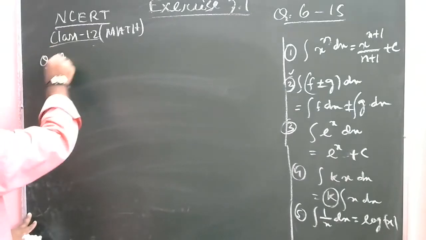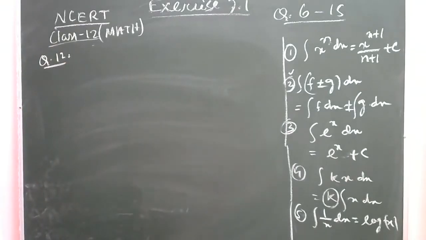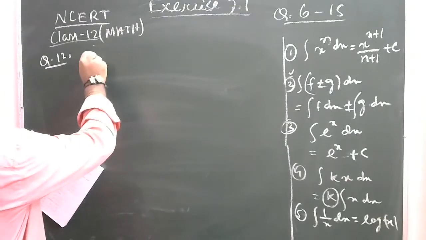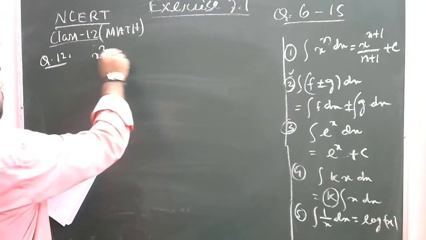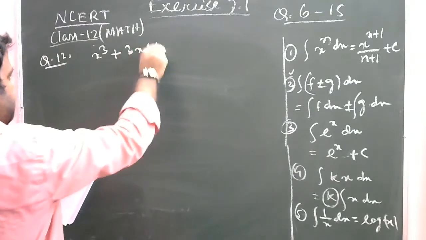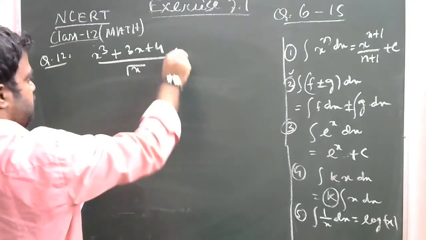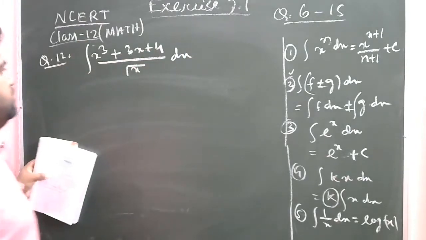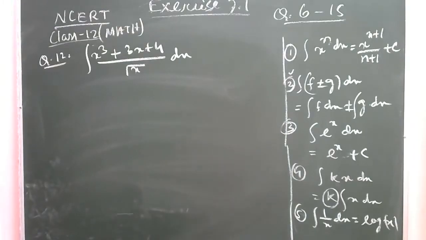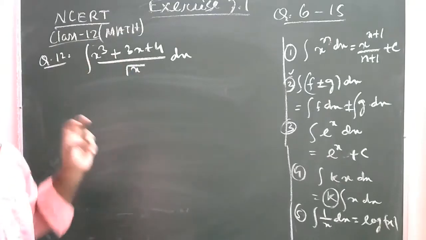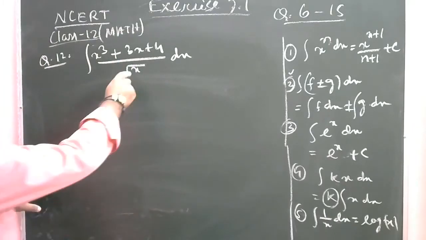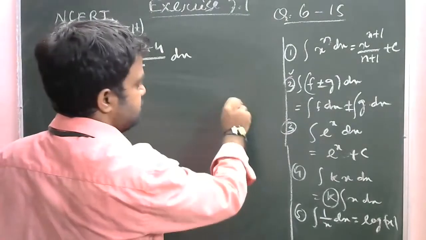Question number 12. So question number 12 is the integration of (x cube plus 3x plus 4) upon root x, dx. Just like the previous problem, in the previous problem it was x square, now it's root x. Same, everything. So we know what root x is.